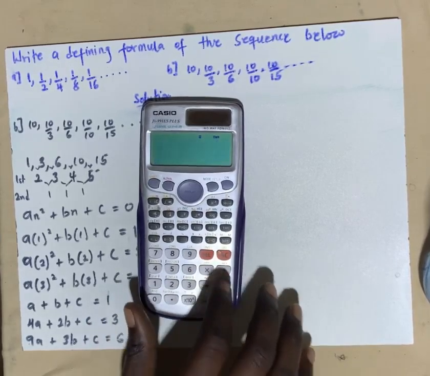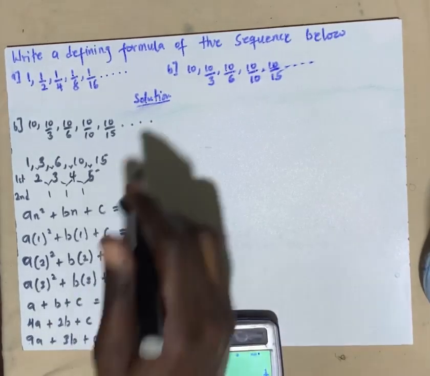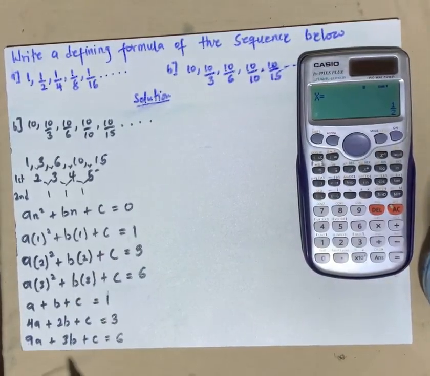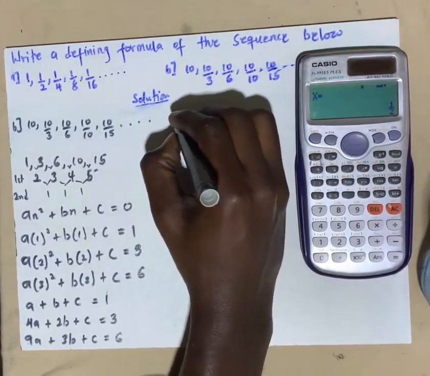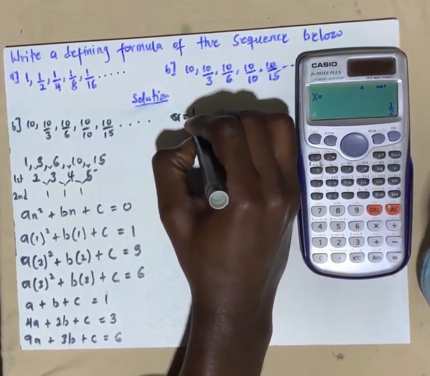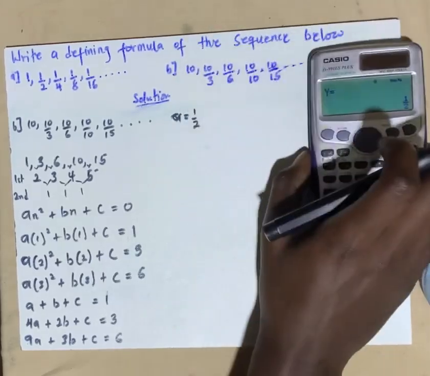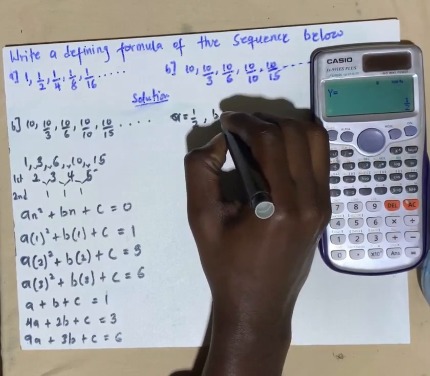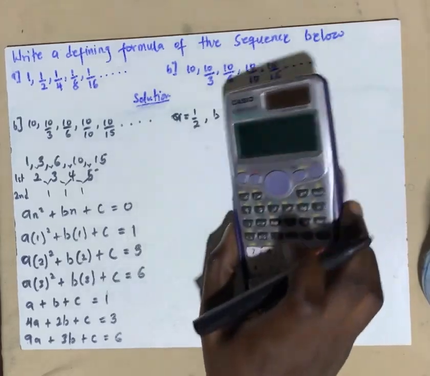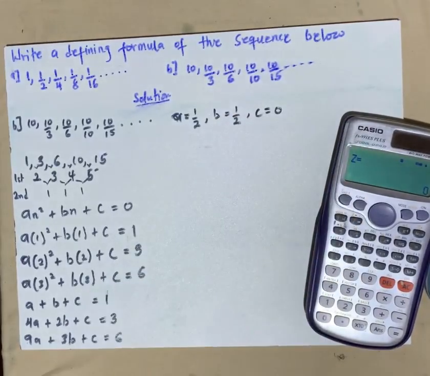So after punching this into the calculator, you realize that the first value we are getting says X. Since we are using three variables in the calculator, we are going to get x, y, z. So it's saying that our x is going to be equal to half, which means our a is equal to half. And when you check, our b is also equal to half. And finally, when you check for c, c is equal to 0.